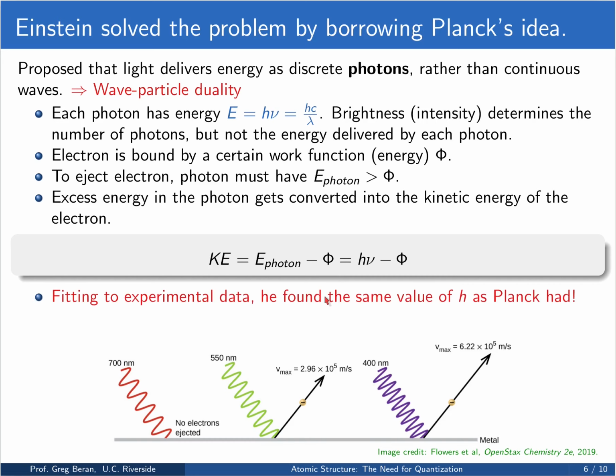Fitting to experimental data, Einstein found that this h constant had the exact same value that Planck had found, which was pretty remarkable, right? Here are two completely different problems, blackbody radiation and the photoelectric effect. They both made some assumptions about energy coming in packets, this quantization of energy, and they both derived the same value of this constant h. So this caused people to pay attention. This said there was something fundamental going on here that wasn't understood.